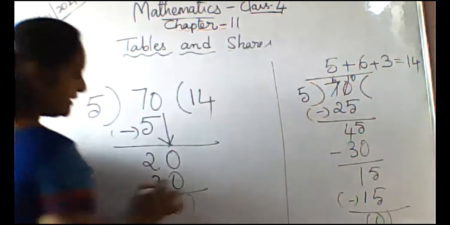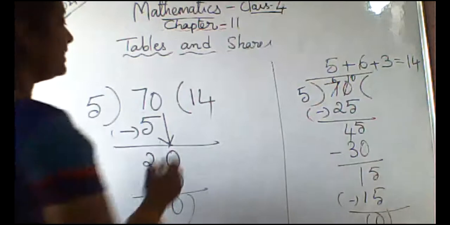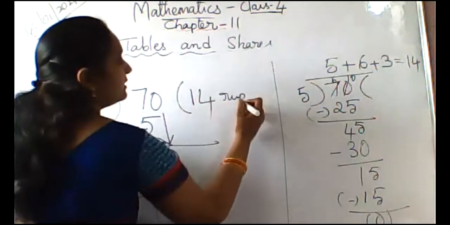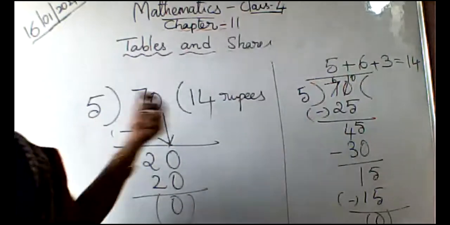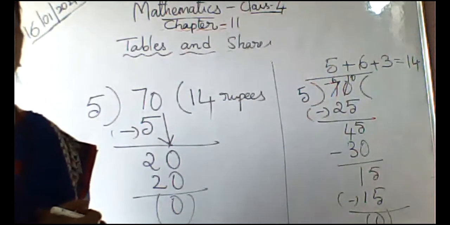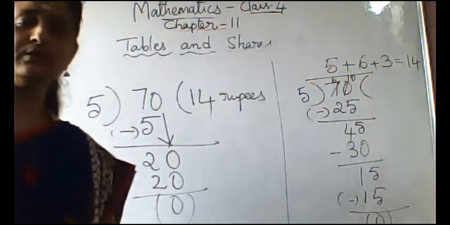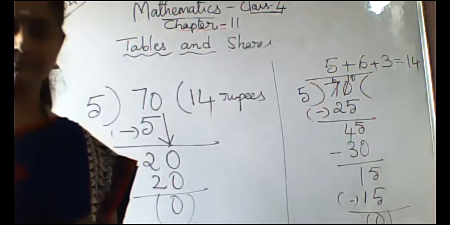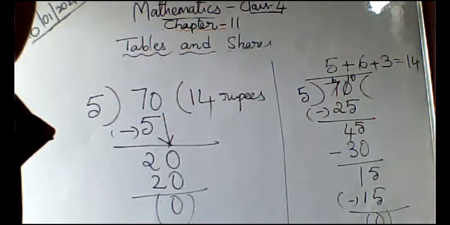So our children are more intelligent than Rashi and Seema. Okay, so here you got how much, ma? 14 rupees. So 70 divided by 5 is 14. So each child will get how many rupees, ma? 14 rupees. Is it clear to all of you? Yes, ma'am. Children, all of you open your textbook, page number 129.